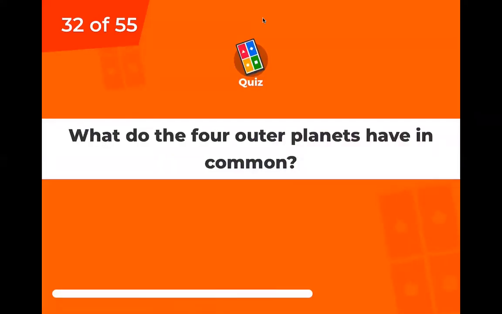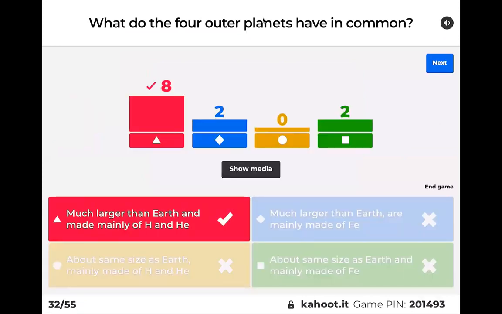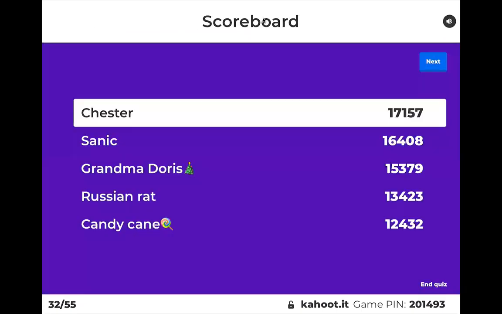What do the 4 outer planets have in common? Are they much larger than Earth, made mainly of hydrogen and helium, about the same size as Earth, mainly made of hydrogen and helium, much larger than Earth, mainly made of iron, or about the same size as Earth and mainly made of iron? What do the outer planets have in common? Yes, they are larger than Earth, and much larger actually, and hydrogen and helium composition.